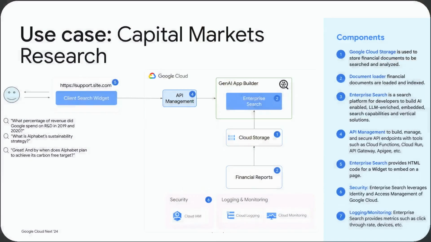So this is an example of how the use case was implemented here as well. You'll see a lot of cloud products in this one as well. And the Vertex Enterprise Search was used to enable that AI-enabled search and summarization in this use case.